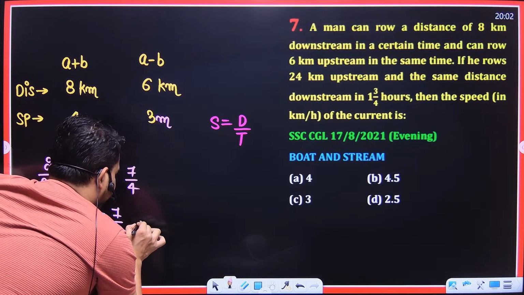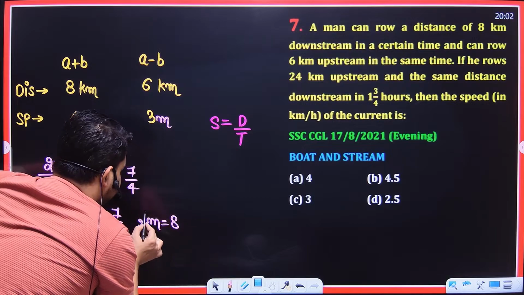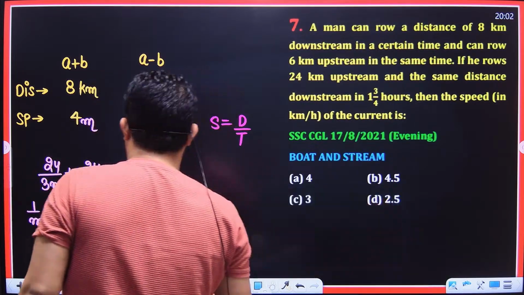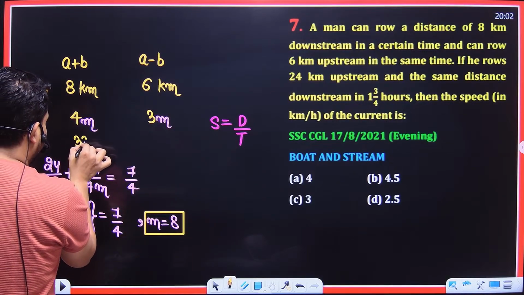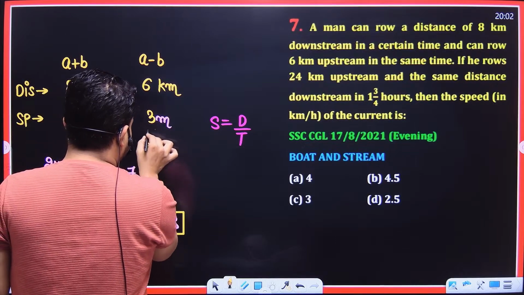So I have the value of m here. m is equal to 8. The constant is 8 here. So what is a plus b? a plus b is 4m, which means this speed is 32 km per hour, and this speed is 24 km per hour.